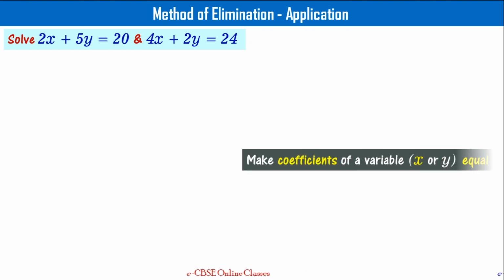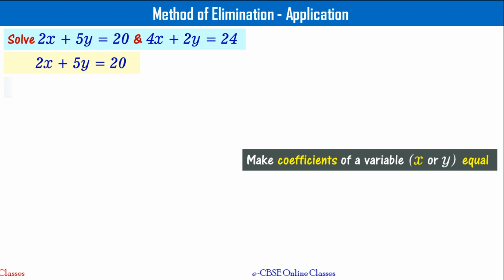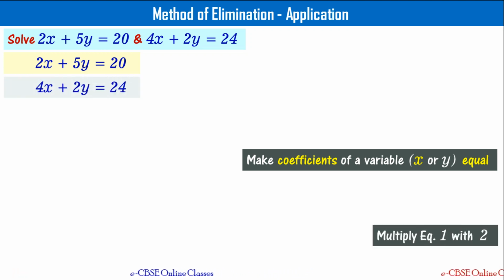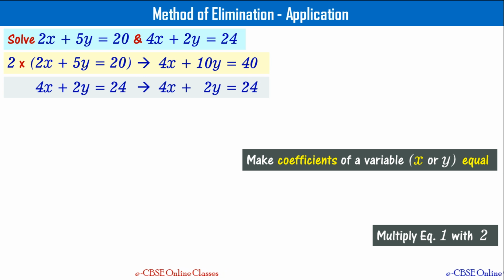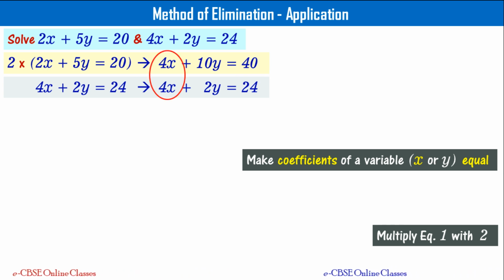As we said earlier, the first step is we have to make coefficients of a variable, that could be x or y, equal, right? Let me write the equations. And if you observe these equations, you may say that, okay, let's multiply equation 1 with number 2 such that it becomes 4x plus 10y equal to 40. Whereas the second equation we have is 4x plus 2y equal to 24. And we made coefficients of x equal, right? It means we are done with step 1.